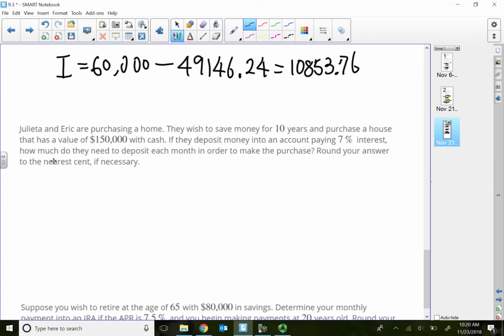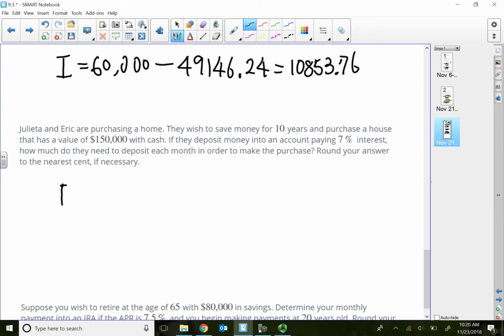Alrighty, let's try two more. Juleta and Eric are purchasing a home. They wish to save money for 10 years and purchase a house that has a value of $150,000 with cash. All right, paying cash for the house. If they deposit money into an account paying 7% interest, how much do they need to deposit each month in order to make that purchase?